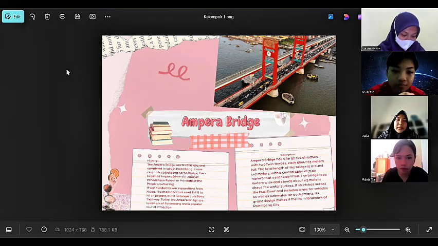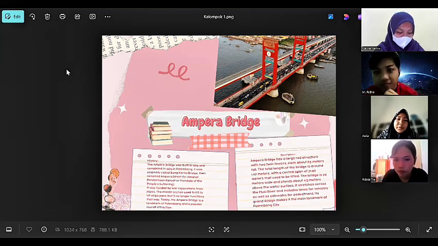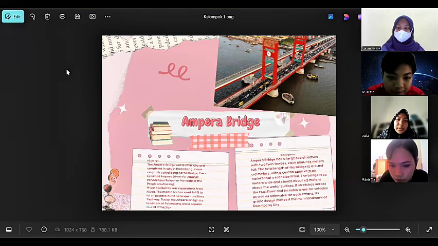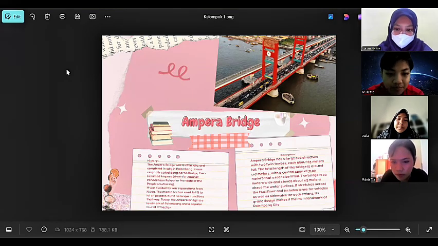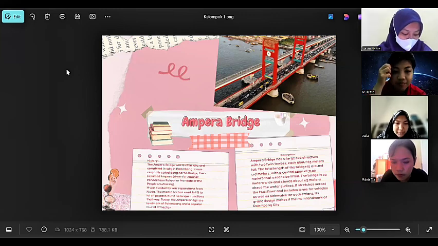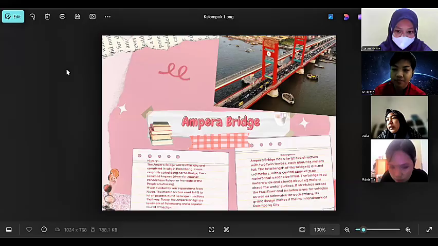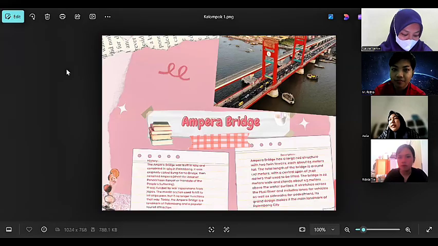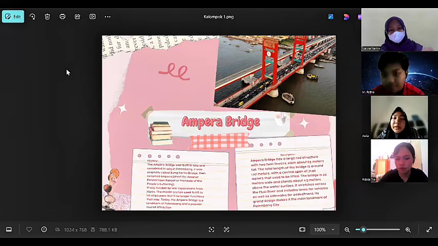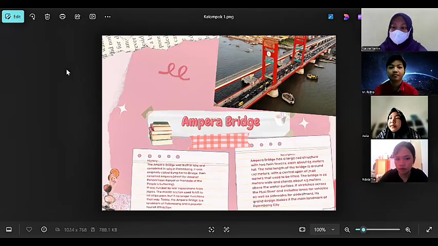It was funded by war reparation from Japan. The middle section used to lift to let ships pass, but it no longer functions that way. Today, the Ampera Bridge is a landmark of Palembang and a popular tourist attraction. As you can see in the picture, the Ampera Bridge is a large red bridge that crosses the Musi River. Next, Rido.